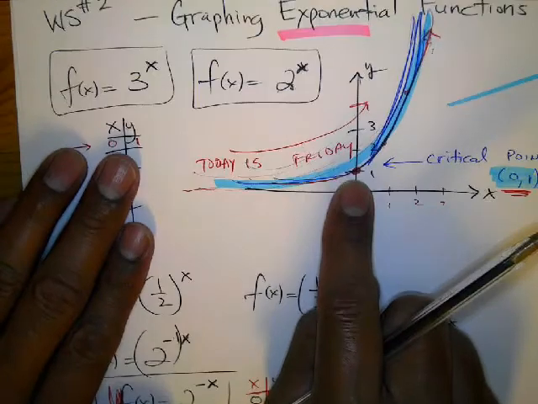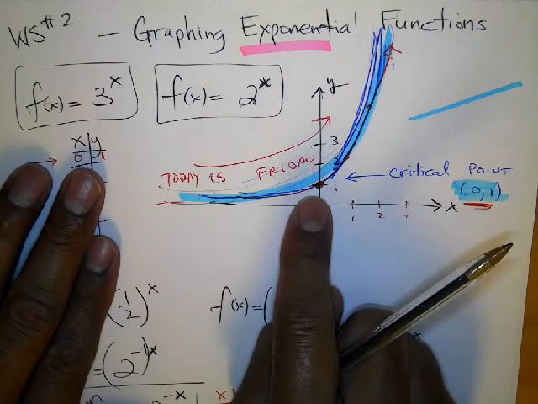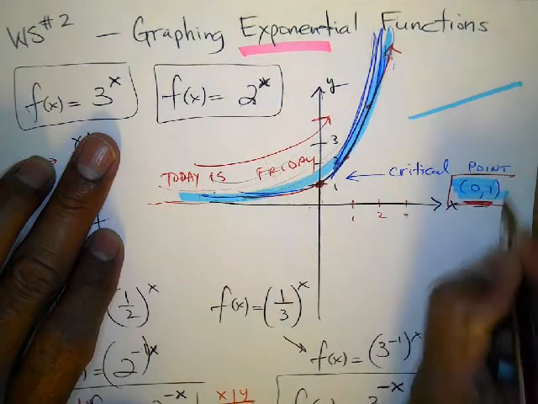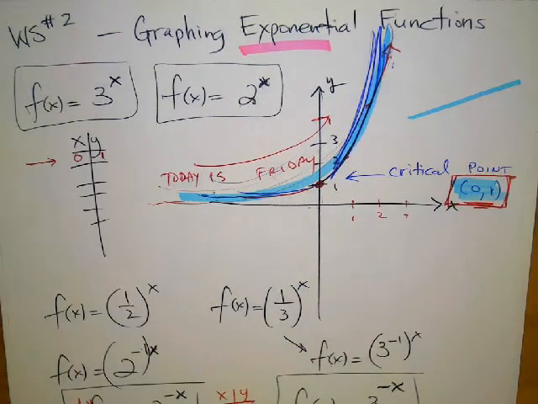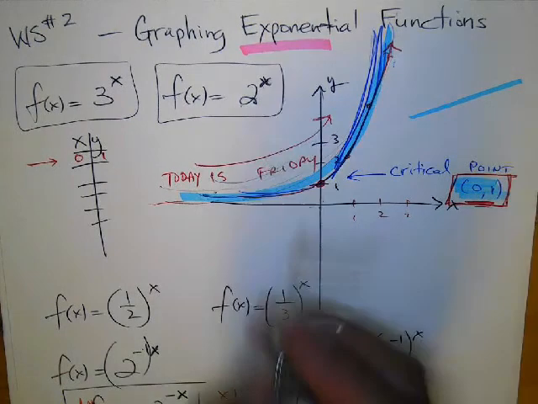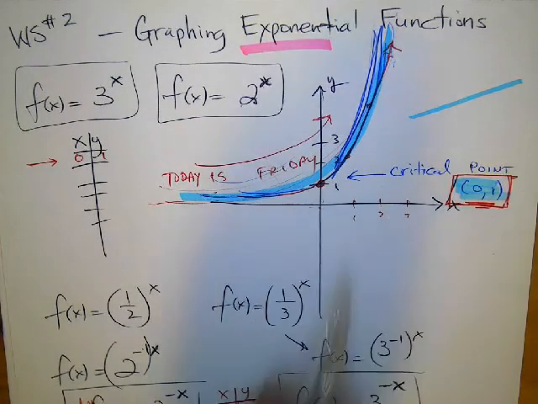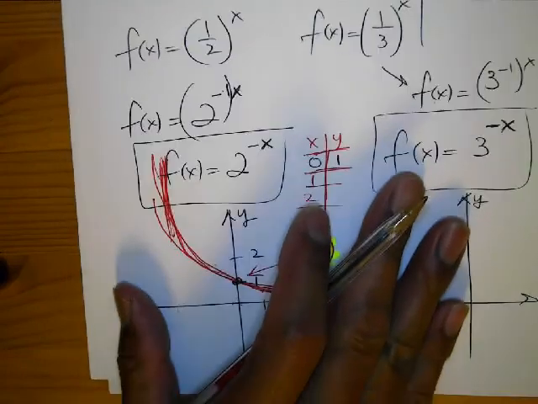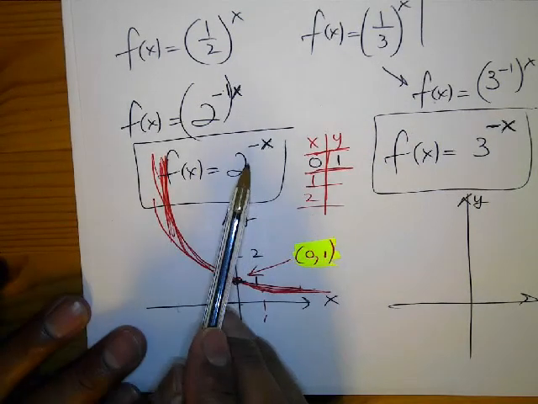0, 1. So what do we get from this first video? We know what the graph looks like. We know what the parent function looks like for positive x. And we know our critical point is 0, 1. Not 0, 0. What's wrong with me? 0, 1, not 0, 0. 0, 0 is the origin.